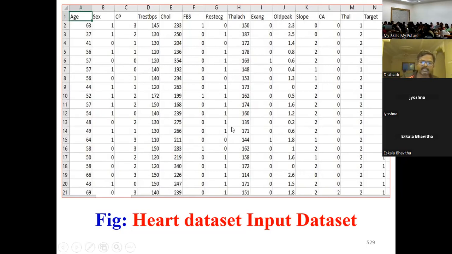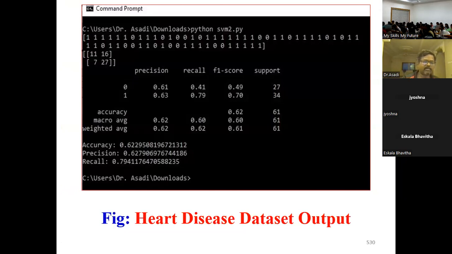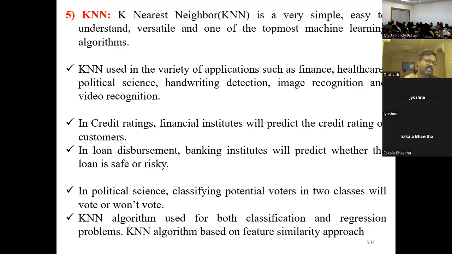Now, next, this is the output. She got the same output. Then the KNN, K nearest neighbor algorithm. I will explain this algorithm. Listen carefully. K means an assumption, the number of classes. K nearest neighbor is very simple, versatile, and one of the topmost machine learning algorithms. KNN is used in a variety of applications such as finance, healthcare, political science, handwriting detection, image recognition, and video recognition.